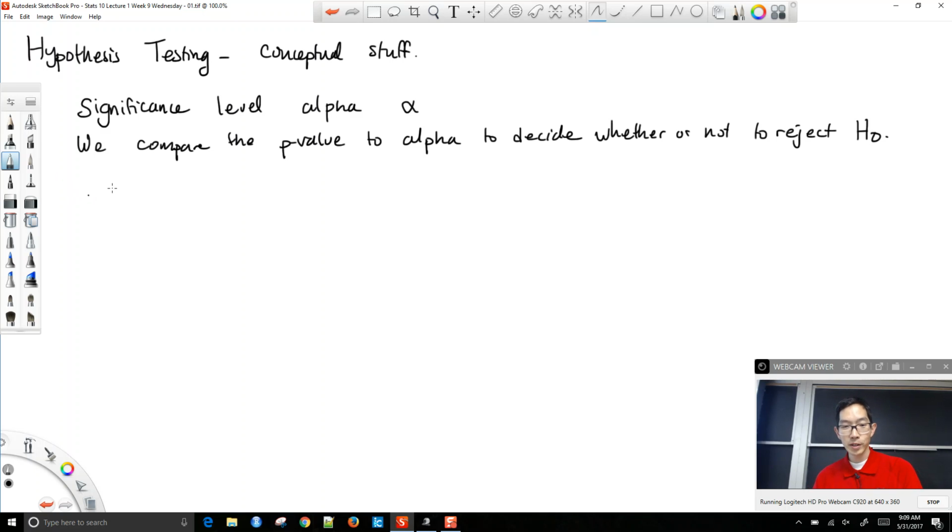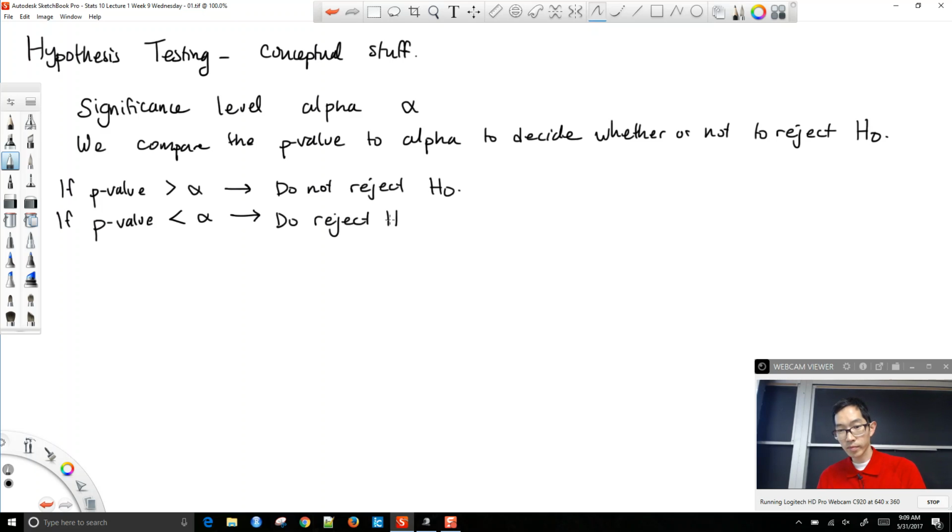Okay, and so the broad overview rules: if the p-value is greater than alpha, what do we do? Do not reject the null. And if the p-value is less than alpha, that means we do reject the null. And we said if alpha is not specified, the default choice of alpha is 5%. So we generally choose alpha equal to 0.05 by default.